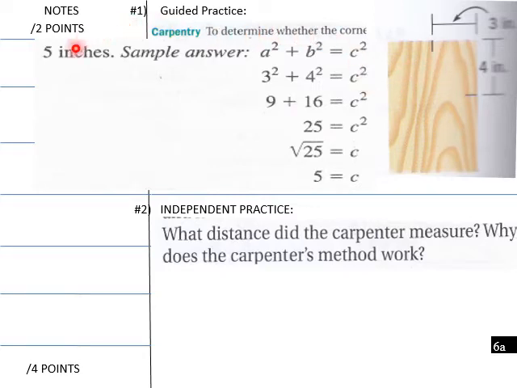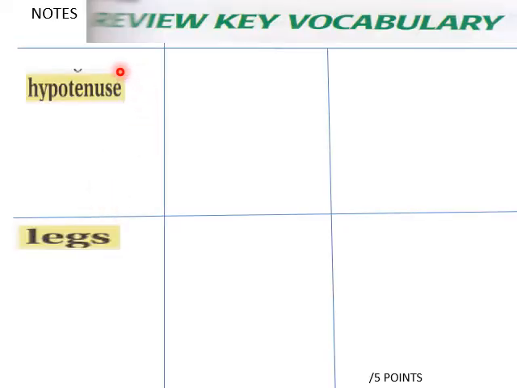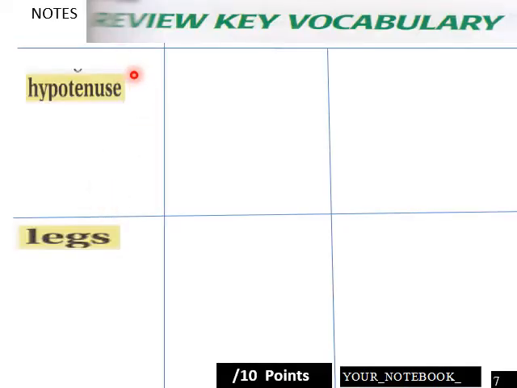By using these calculations, you're finding the distance between here and here by forming a right triangle. What distance did the carpenter measure? Why does the carpenter's method work? I'm going to help you out on that. He used the Pythagorean Theorem. And what distance did the carpenter measure? He measured the hypotenuse here. And this has got to be a right angle for that to work. Okay, so students, in your own words, define hypotenuse and define legs.